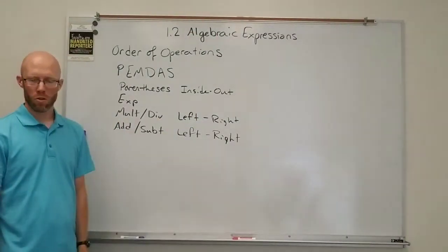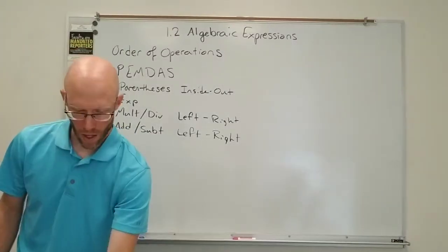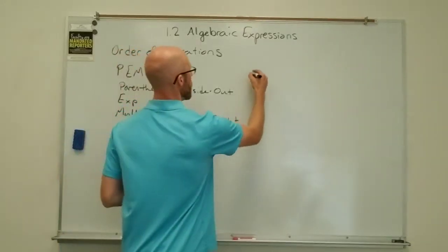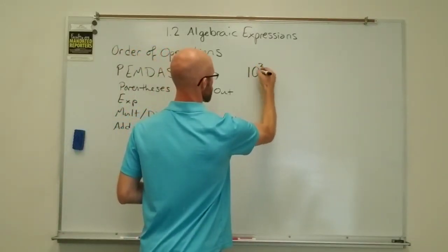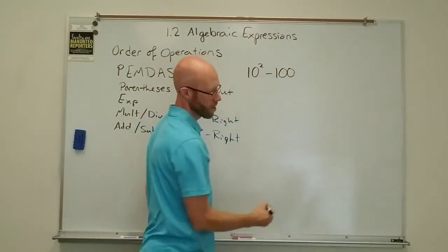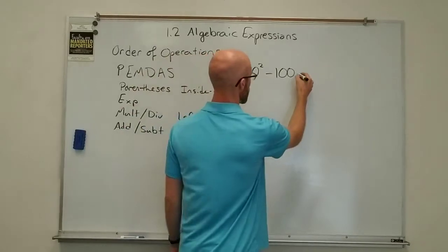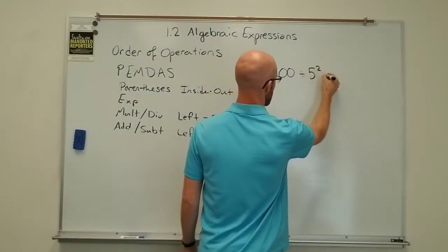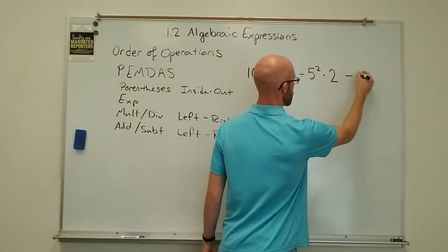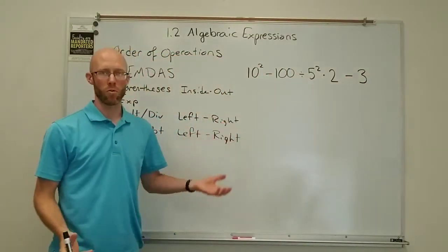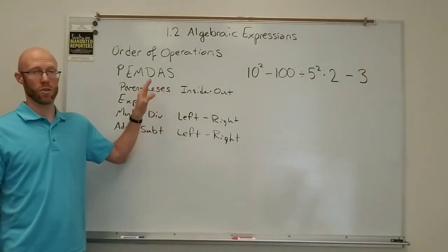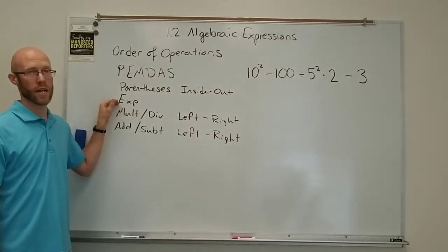Okay, so let's work through just one quick example. I'm going to pull one out of the textbook here. And so I'm going to use 10 squared minus 100 divided by 5 squared times 2 minus 3. Now notice in this example I have no grouping symbols. There's no parentheses or absolute values or anything like that, so I don't have to worry about that. I can jump right down to the exponents.